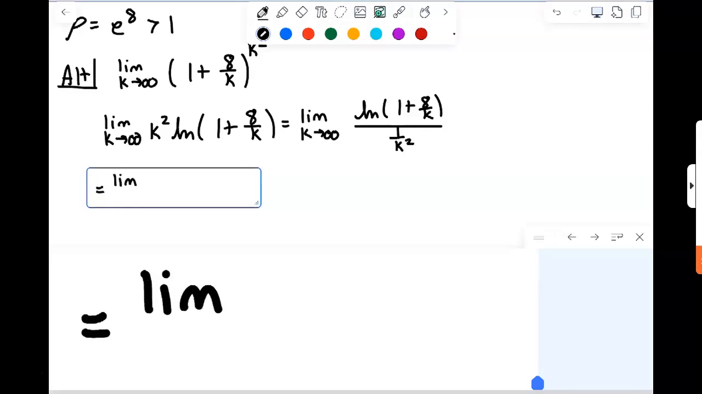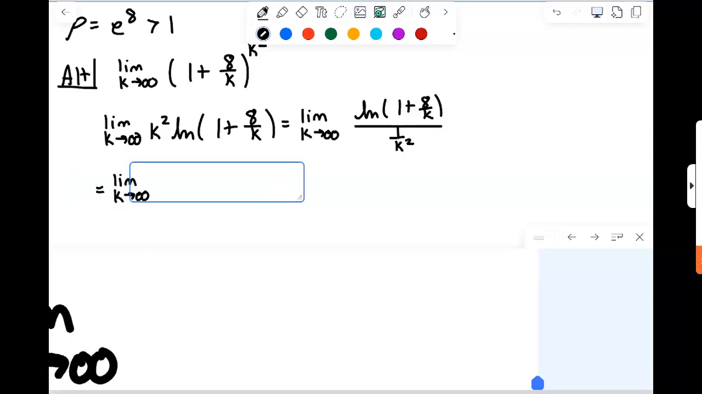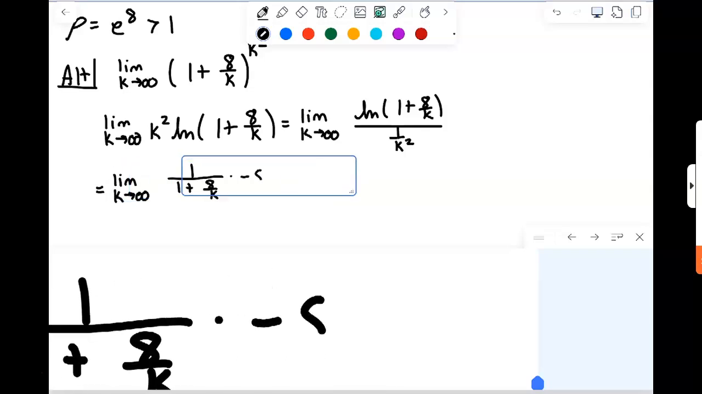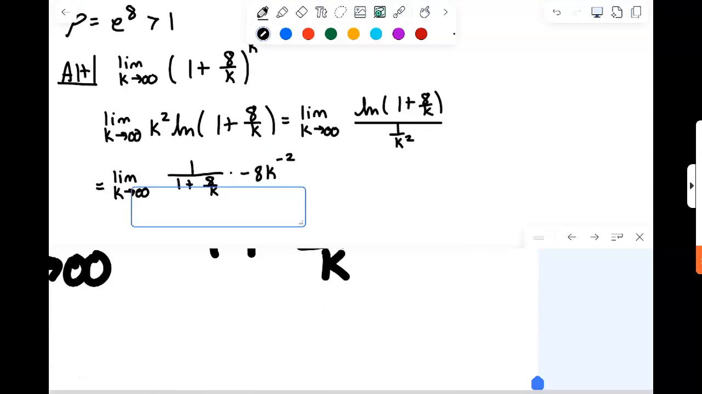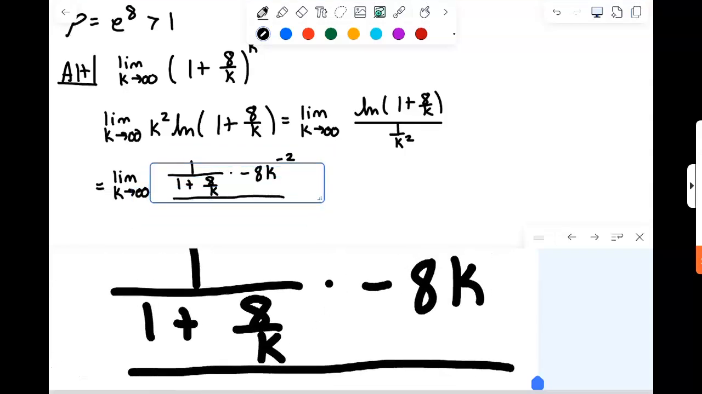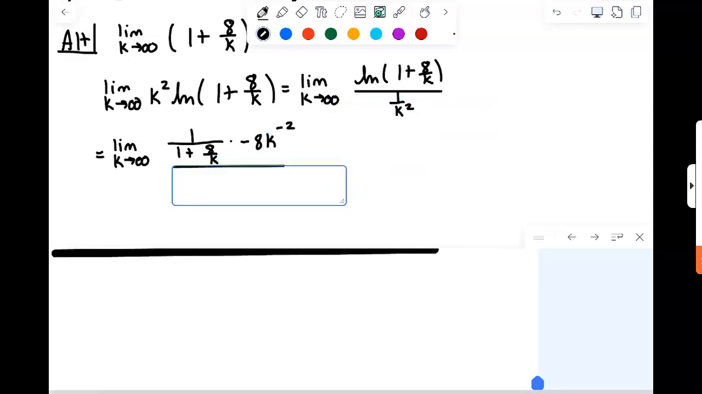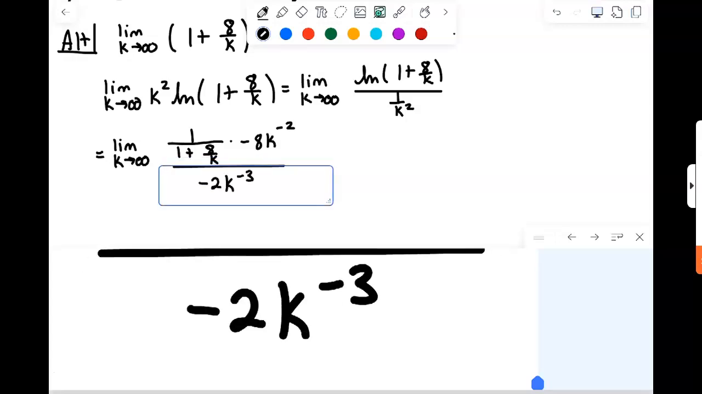Limit as k goes to infinity. We apply L'Hopital's rule. So it's going to be 1 over 1 plus 8 over k times the derivative of 8 over k, which is minus 8k to the minus second. Okay. All that over the derivative of 1 over k squared. That would be minus 2k to the minus third.